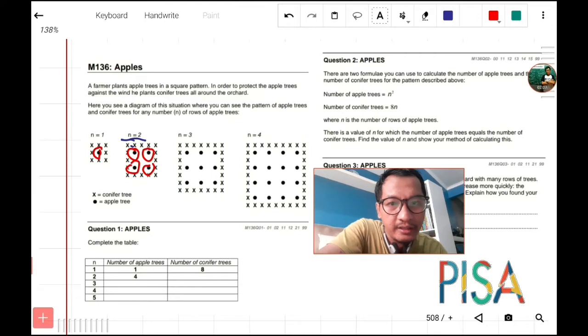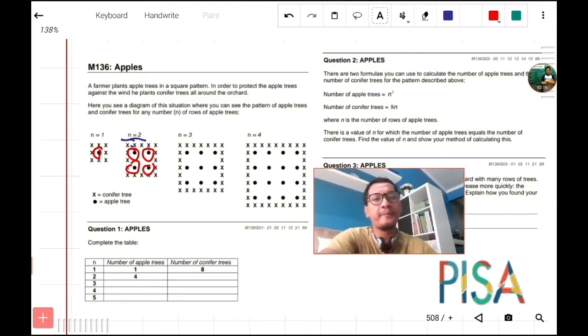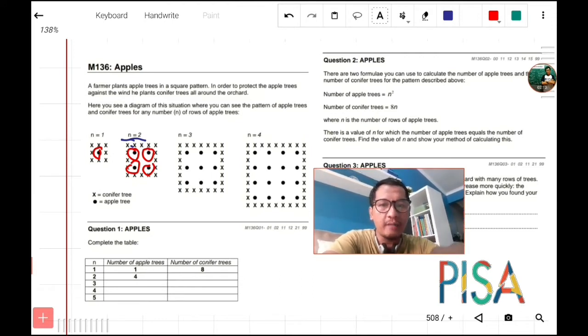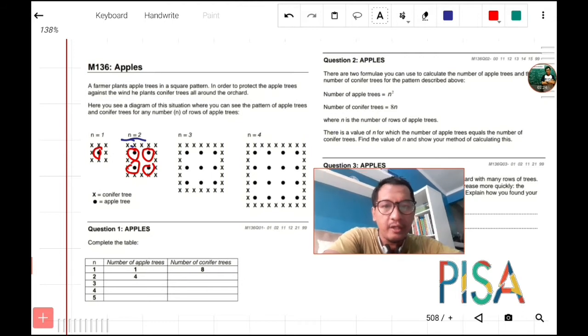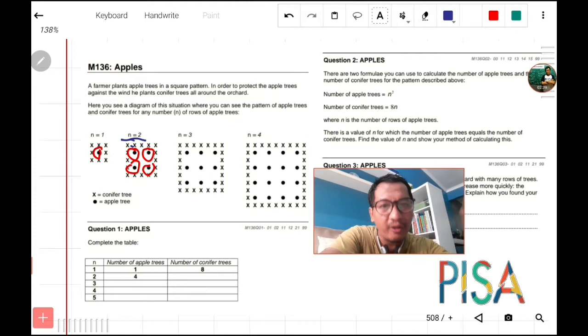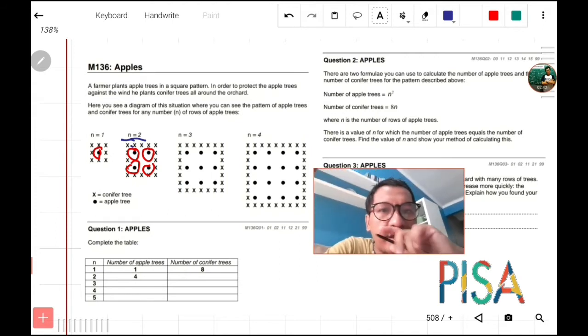First question, complete the table. There are 2 columns. The first column is the number of apple trees, and the second column is the number of conifer trees. When n is 1, the number of apple trees is 1 and the number of conifer trees is 8. When n is 2, the number of apple trees is 4. We can count.